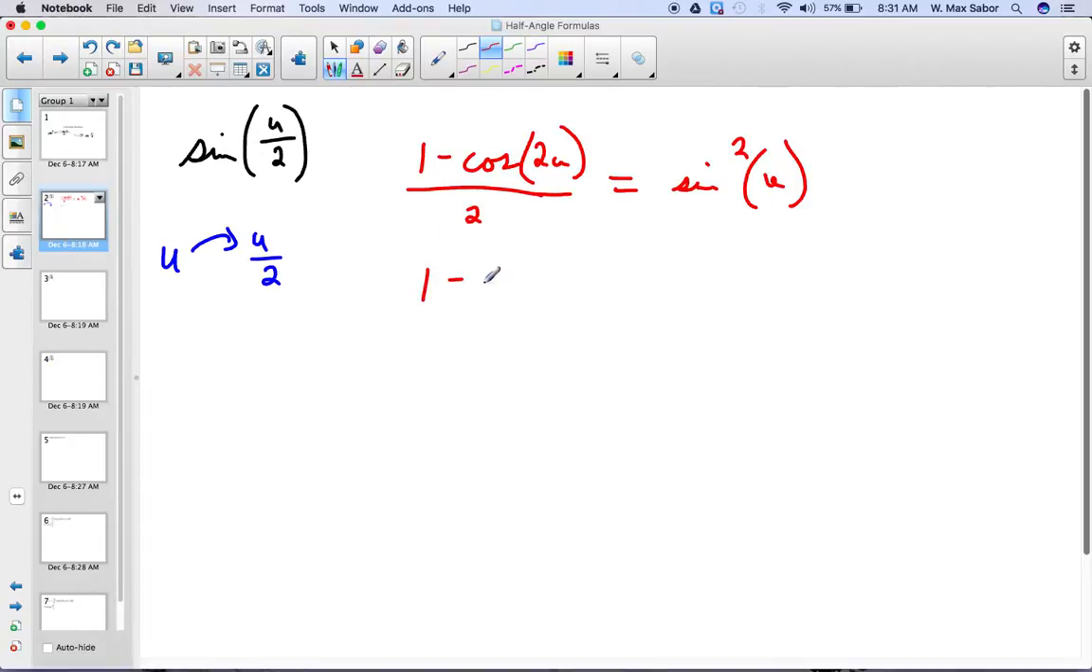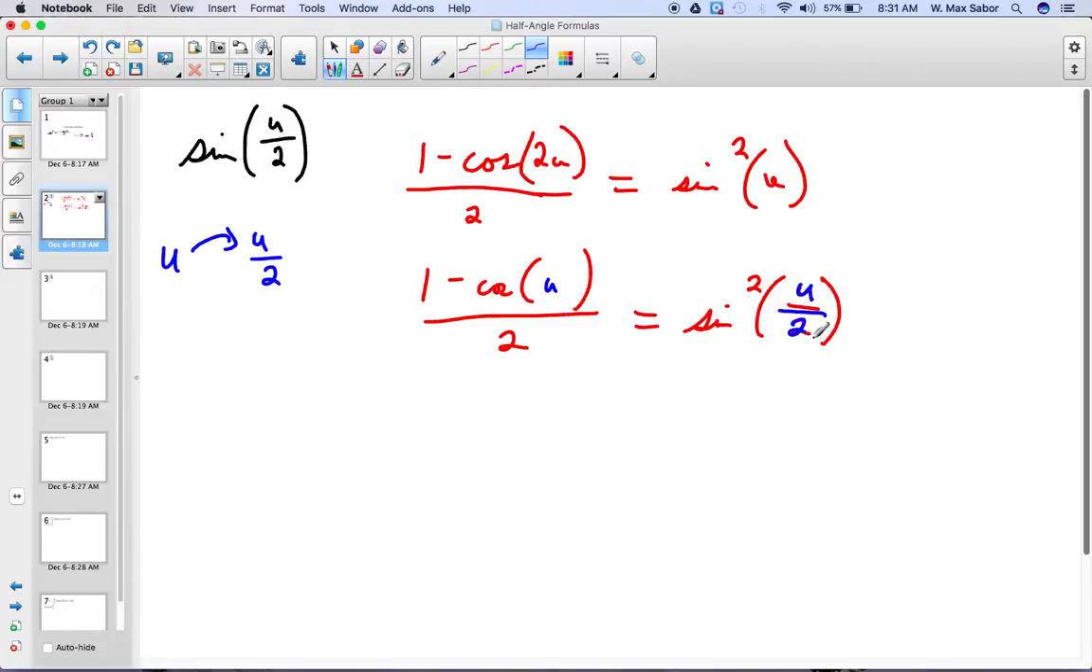So 1 minus cosine of 2u, being replaced with u over 2, will give us 1 minus cosine u over 2 equals sine squared of u over 2. All I did is I cut each of the angles in half. If I cut both the angles in half, the relationship is still the same. So that's what I did here.